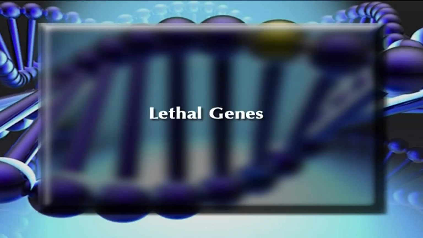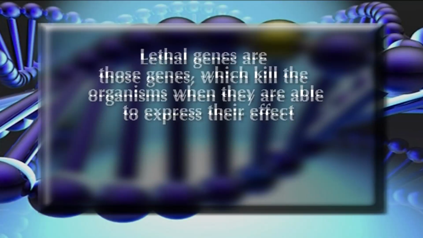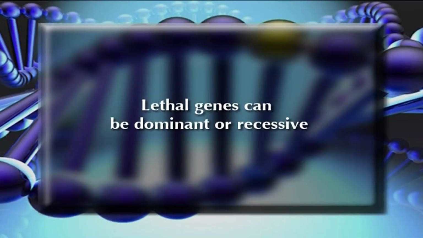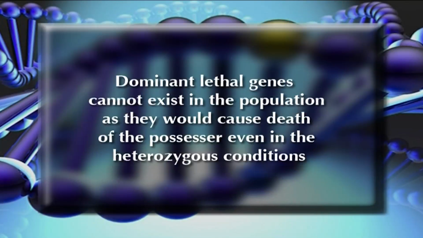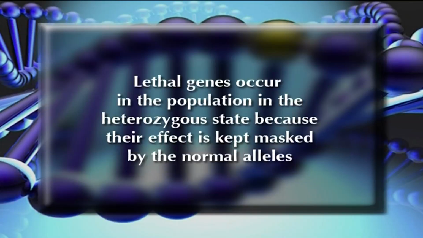Now, 5th is lethal genes. Lethal genes are those genes which kill the organisms when they are able to express their effect. They can be dominant or recessive. Dominant lethal genes cannot exist in the population as they would cause the death of the possessor even in the heterozygous condition. Thus, the existing lethal genes are either recessive or become lethal only in homozygous state. They occur in the population in the heterozygous state because their effect is kept masked by the normal alleles.